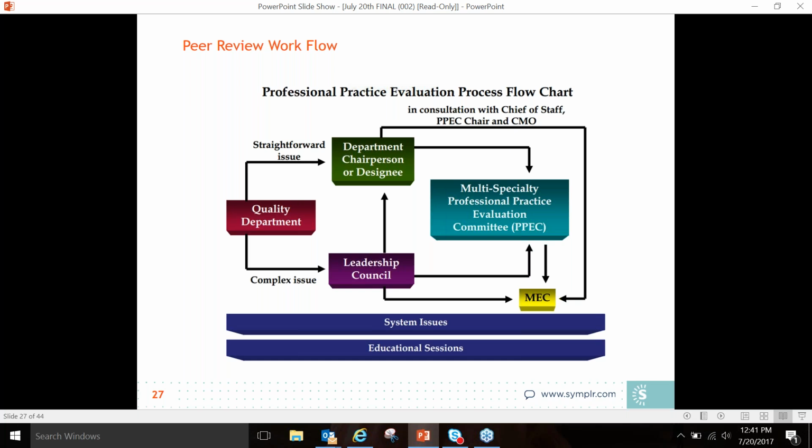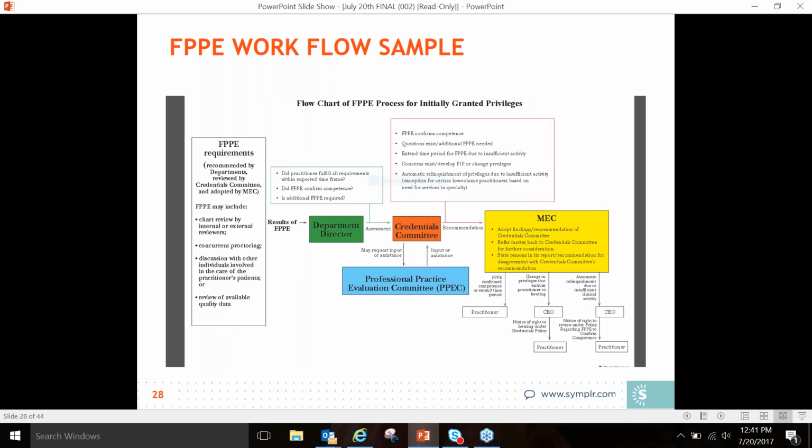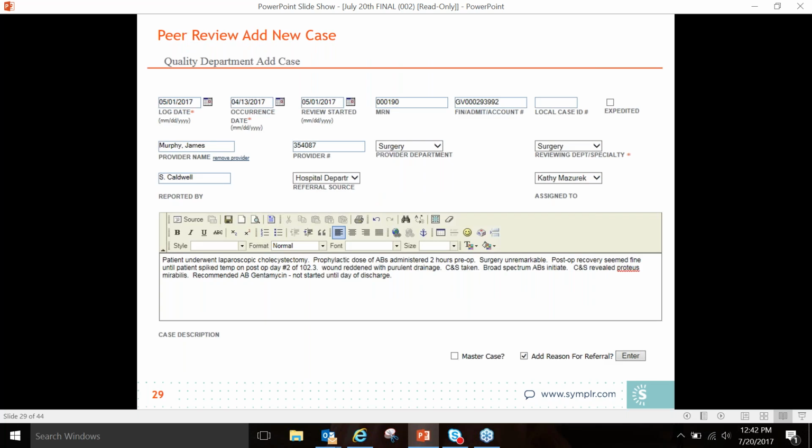So we'll take your workflow. As you're looking at this, just imagine yours. We're going to take your workflow and teach you how to make that electronic. I also have a sample here of an FPPE workflow. So the nice thing about this tool is you can also set up your FPPE workflow in here as well, and choose whether you're doing a peer review or an FPPE. You might also have an OPPE workflow or a risk management workflow or other workflows that you all use. And you can configure those and have different workflow processes in here.